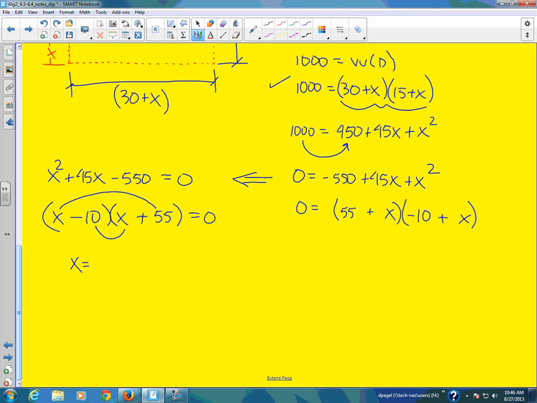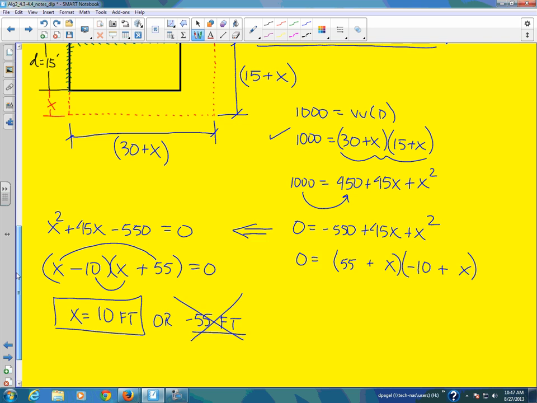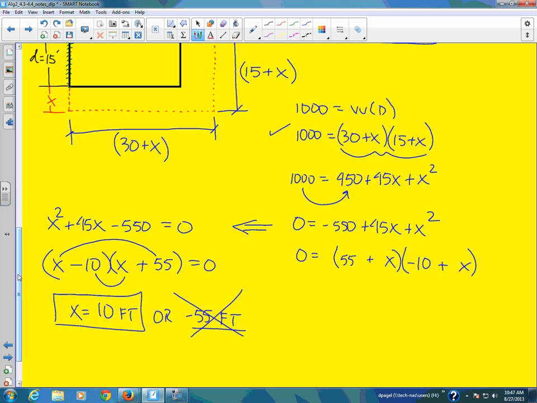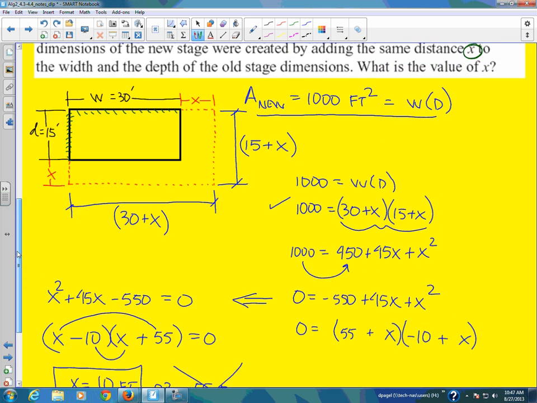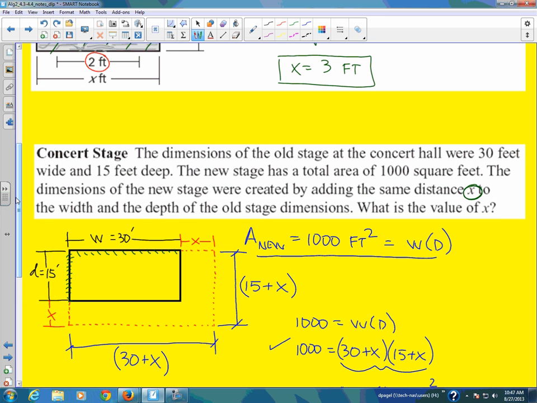And we get zero product property, which tells me that one of my distances is 10 feet. And the other one, I don't know if that makes a lot of sense. Can't have a negative length. So even though that is a 0 for that polynomial, it doesn't fit the condition we have for this word problem. And so we have to take the positive value of x equals 10. That would be the length that we have to add on to the width and the depth dimension of our stage to come up with this new 1,000.